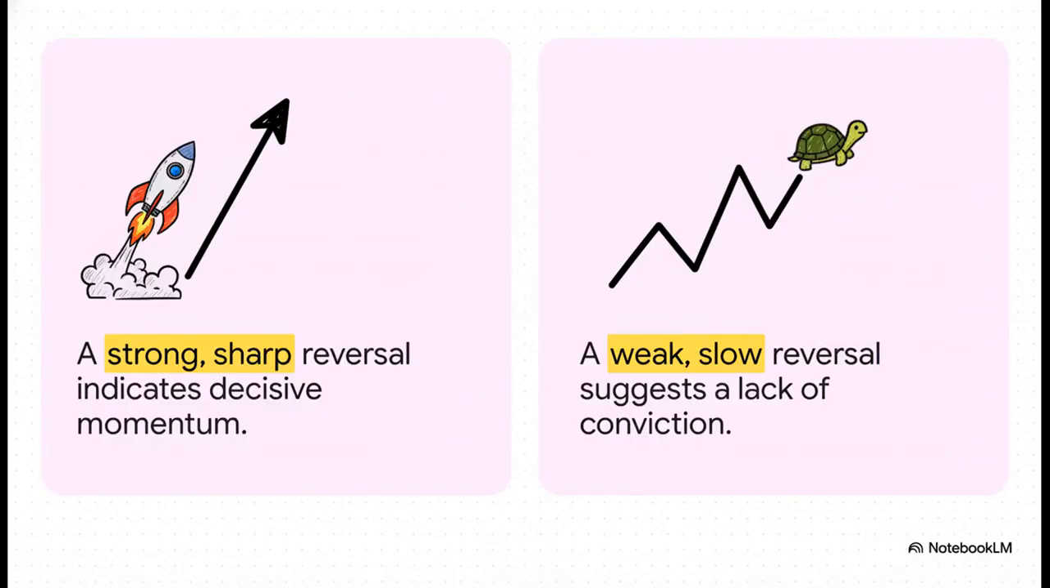And this brings up a really, really important point. The quality of that reversal matters a lot. A strong, sharp, aggressive move back, that screams conviction. But a slow, weak, choppy reversal, that tells you there's just no real momentum there. Bottom line, the sharper the move, the better the signal.